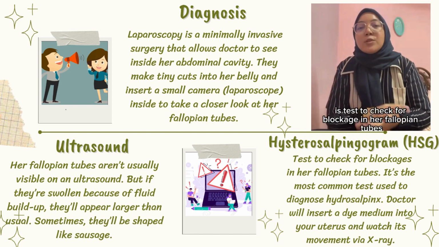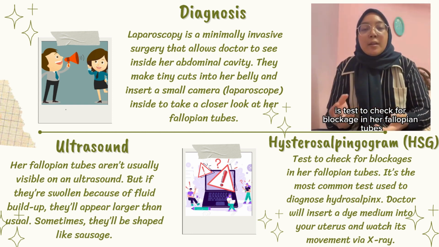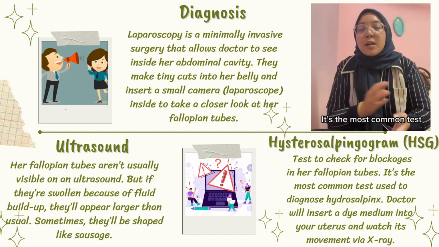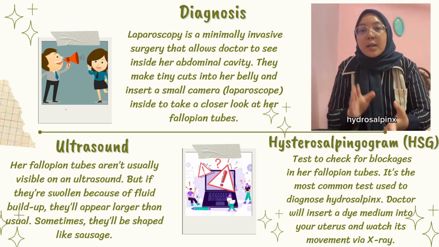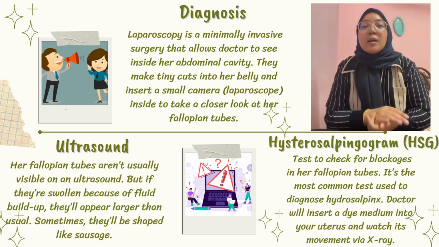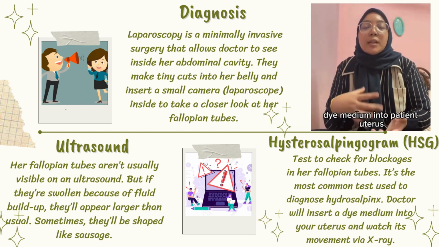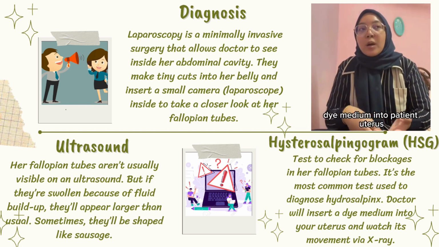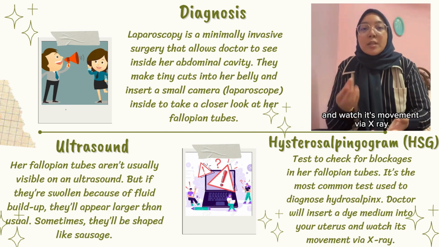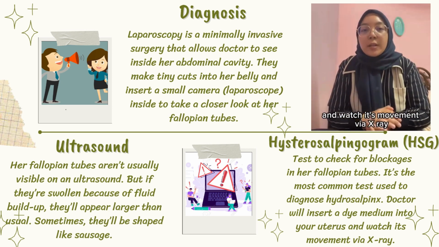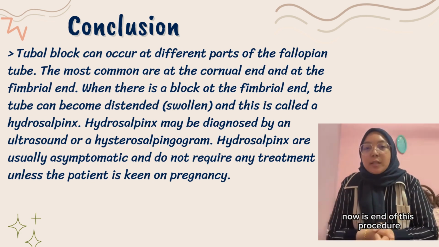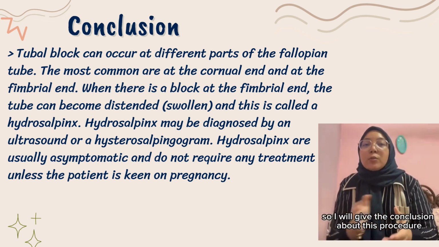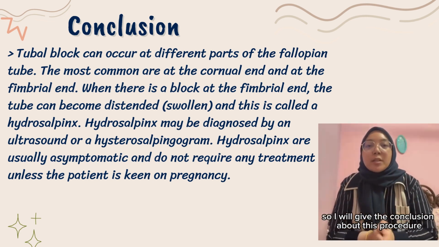HSG is a test to check for blockage in her fallopian tubes. It's the most common test used to diagnose hydrosalpinx. The doctor will insert a dye medium into the patient's uterus and watch its movement via X-ray. Now is the end of this procedure. So I will give the conclusion about this procedure.